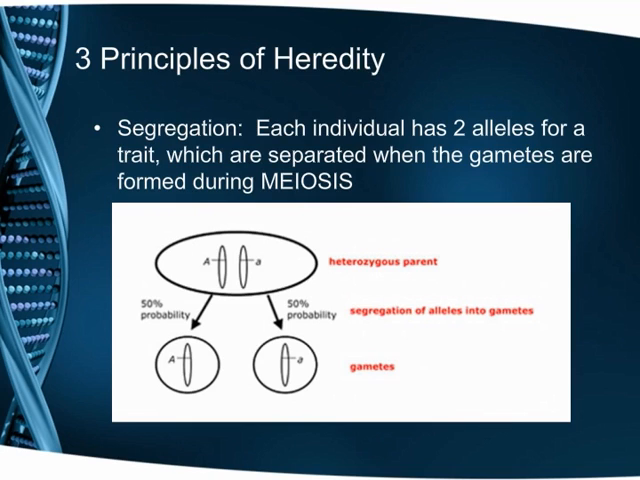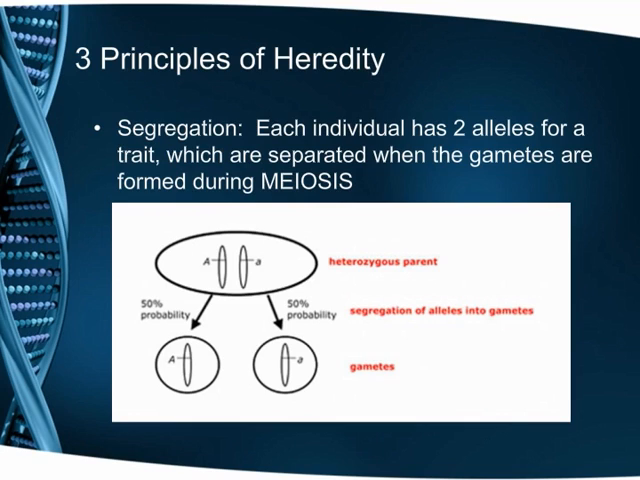When the gametes are formed, gametes are sperm and egg, and they are formed during meiosis, those alleles are going to separate or segregate. Segregation means separation, so that might be a word that you write down to remind yourself. Some of the gametes, as you can see in the diagram, are going to receive the big A, and some of the gametes are going to receive the little a, meaning that the parent can pass either of those alleles on to his or her offspring.